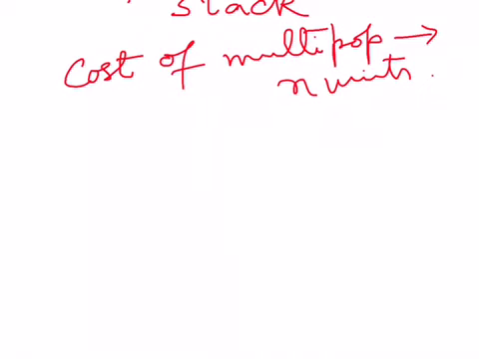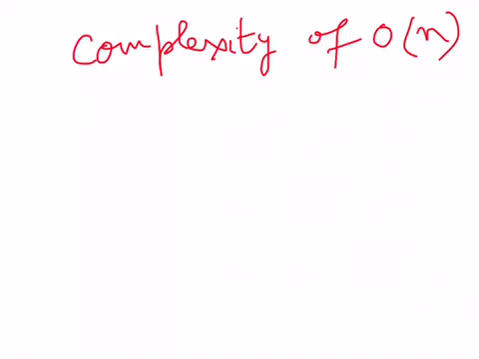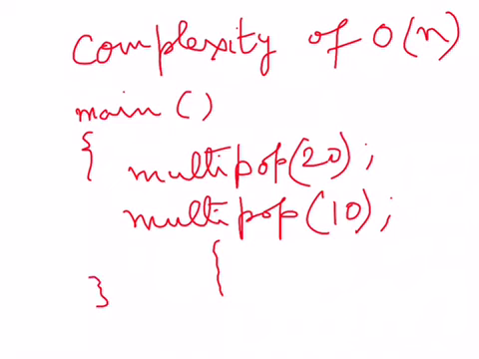Now look at the client's perspective. I'm writing some pseudo Java-like code. Suppose this is the client's main method. I am not writing everything. Can the client, starting with an empty stack, write code like multipop 20, then multipop 10, and so on? Is it possible for the client to write code like this?